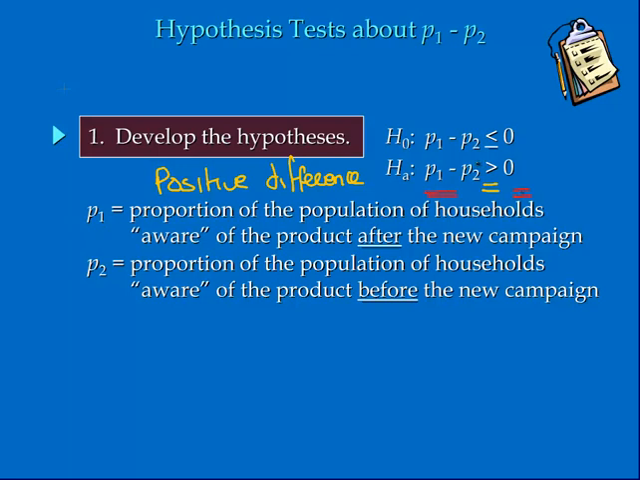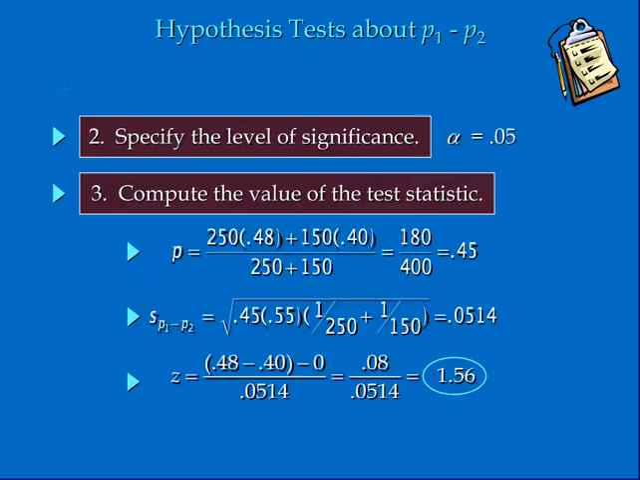That's what we're interested in, and that is encapsulated in this alternative hypothesis. Now, the null hypothesis is the opposite of the alternative hypothesis, and so it means that there was no difference, or possibly even a negative difference. Bit unlikely to be a negative difference, but anyway, P1 is the proportion of population of households aware of the product after the campaign. P2 is the proportion of population of households aware of the product before the campaign. So just to clarify which is which. Level of significance, alpha equals 5%.